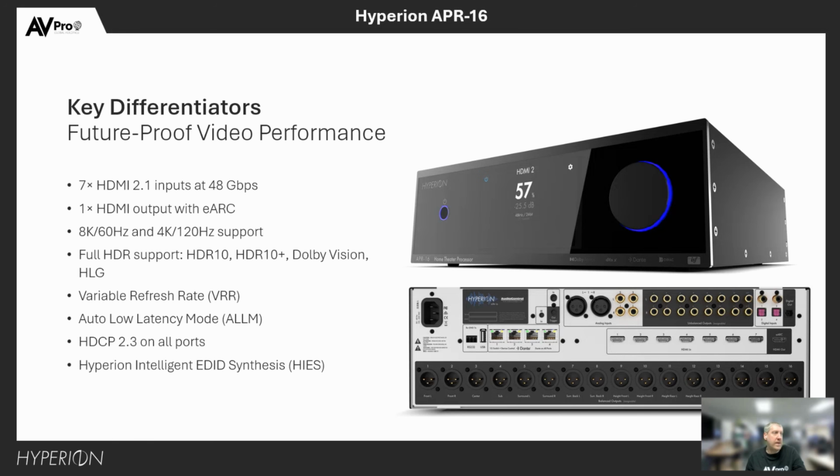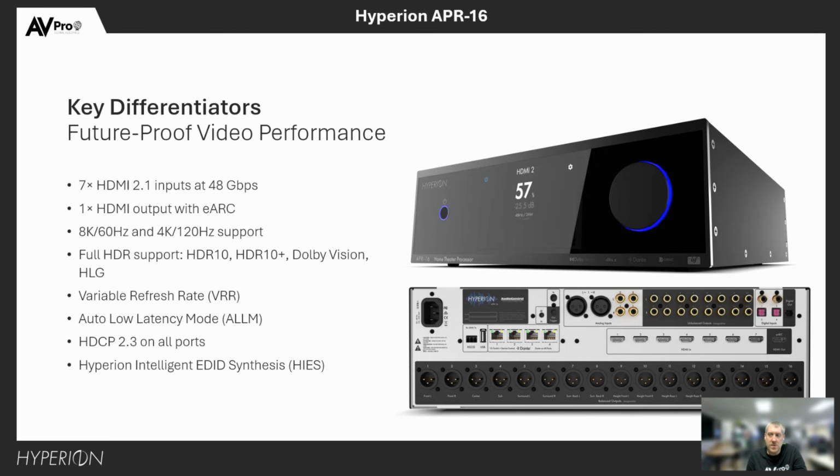We've got the future-proof video performance. I touched on this a little bit, but the 7 HDMI 2.1 inputs all function at 48 gigabits per second, and we do have the HDMI output with eARC return. So that gives us 8K 60 hertz and 4K 120 hertz support, and full HDR support, all the way from HDR10 and HLG up to dynamic HDR profiles like Dolby Vision and HDR10 Plus.